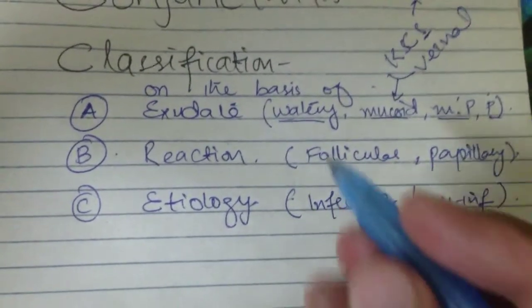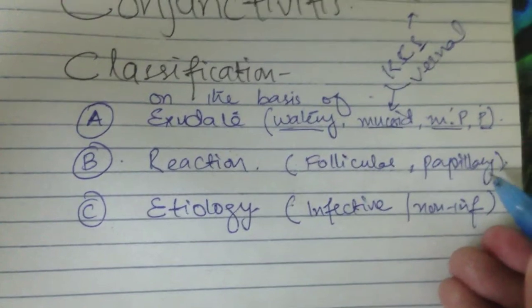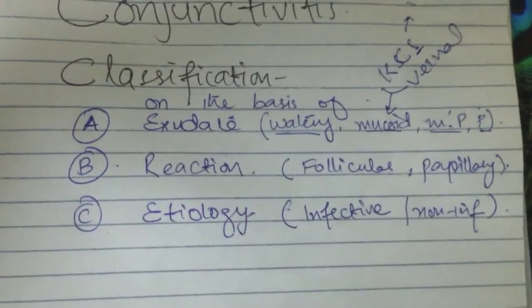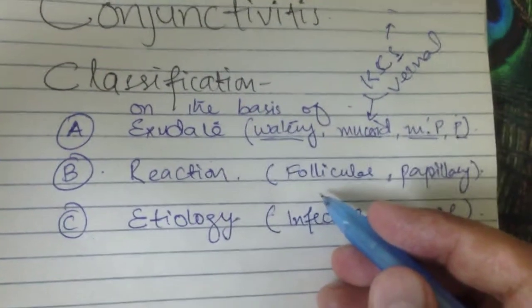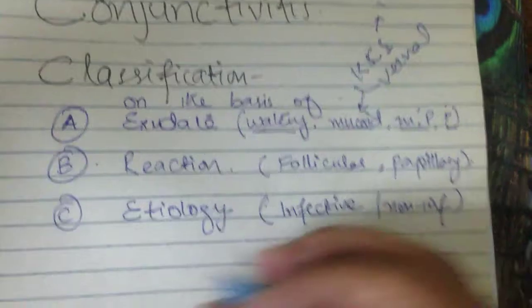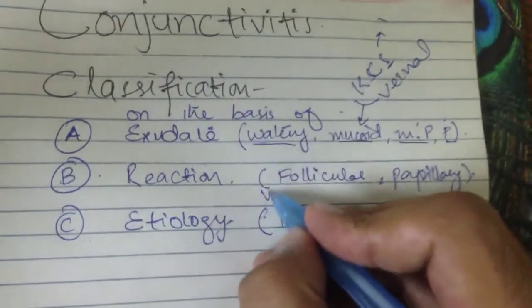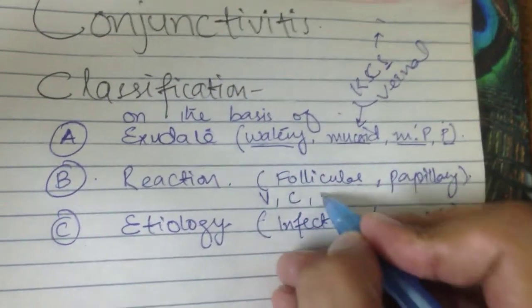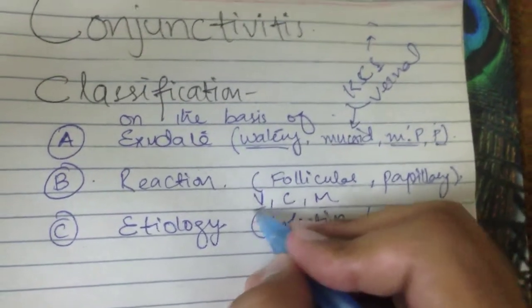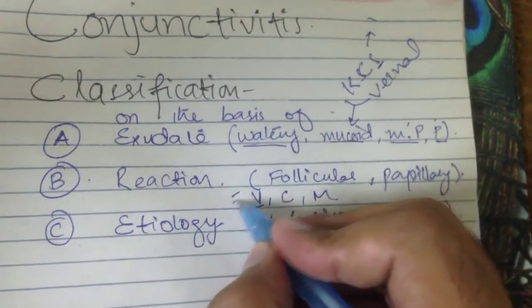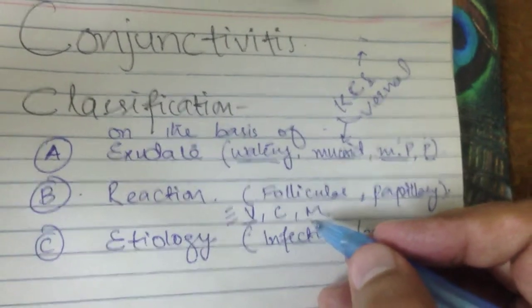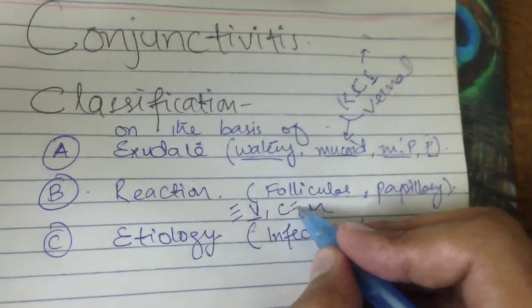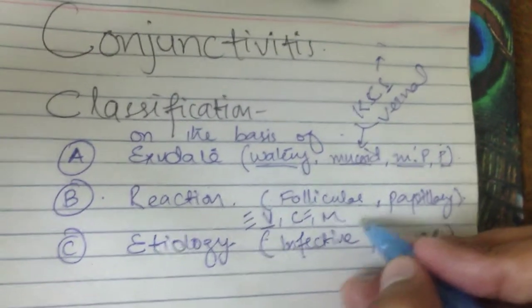Now coming to the reaction, we have either follicular or papillary. Follicular conjunctivitis is further divided into three types: viral, chlamydial, and due to toxic medication. Viral conjunctivitis is caused by adenovirus, picornavirus, and herpes simplex virus. Chlamydia, as you already know, causes trachoma and paratrachoma. And in toxic medication, epinephrine.